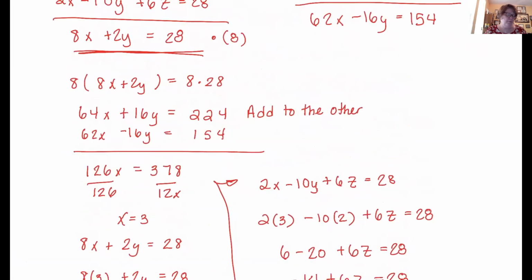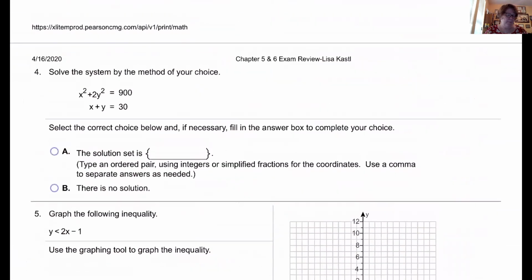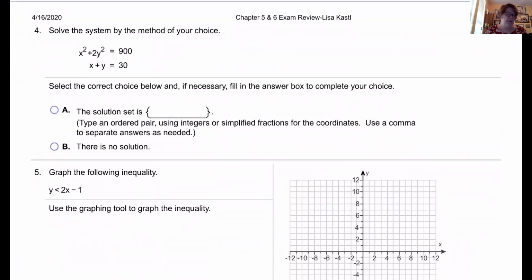All right, problem 4. Solve the system by the method of your choice. This is a nonlinear system of equations because the top equation is not a line. However, hopefully you recognize that the second equation is a line. The top equation is not a line because I have an x squared and a y squared, so that's definitely not a line.